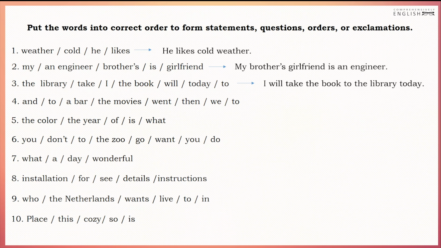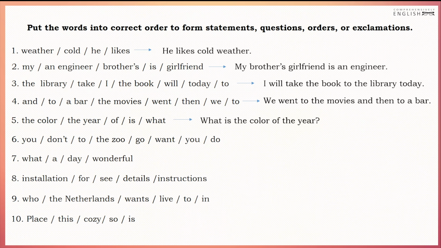Number 4. And to a bar the movies went, then we too. We went to the movies and then to a bar. The color, the year of is what? We have what, so chances are that it's a question. What is the color of the year? You don't to the zoo, go, want, you do. You don't want to go to the zoo, do you?